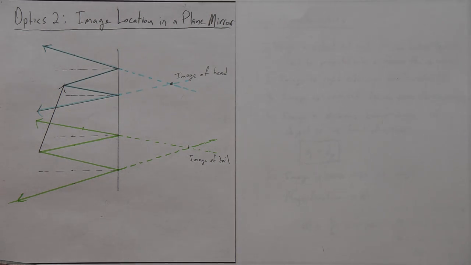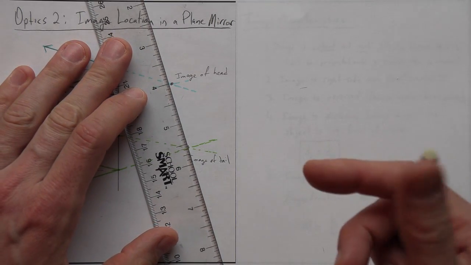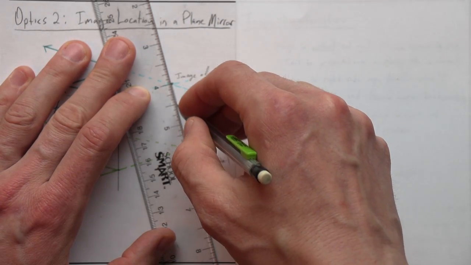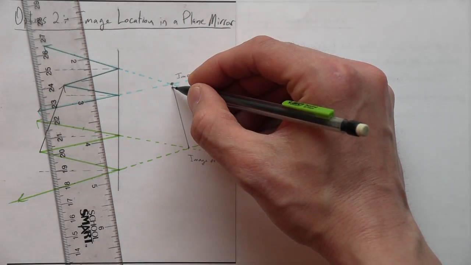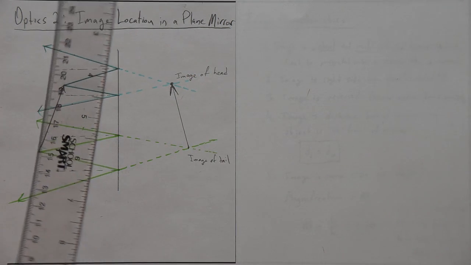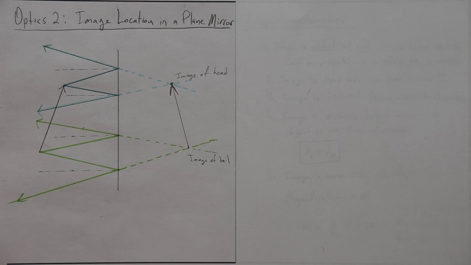The rest of the arrow we can fill in just by taking a ruler and connecting the head and the back. And not bad. Okay, so pause the video and I'll let you catch up.